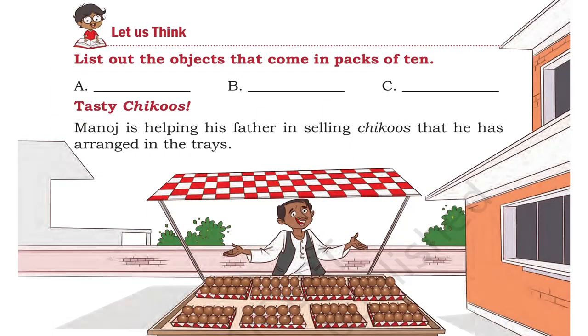Let us think. List out the objects that come in packs of 10. Oh, we'll have to think for that. I think the packets of pencils that we get, they usually come one pack, 10 pencils. So one we can write that pack of pencils.